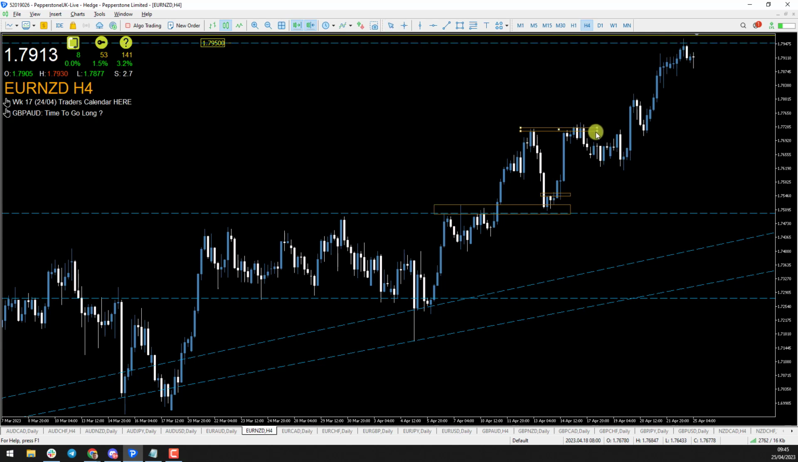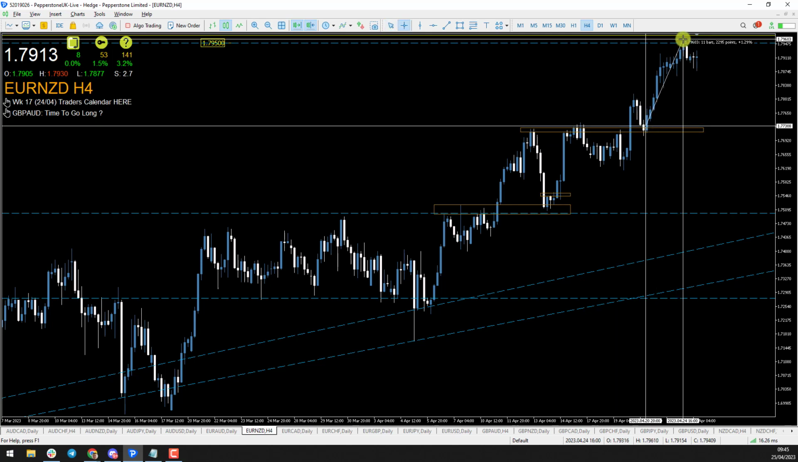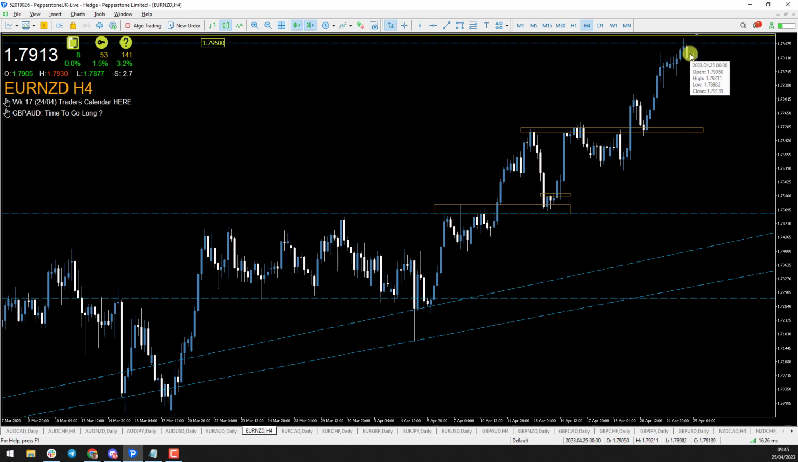So if you did get long around this point, you would have had a really successful trade, 420 pips to the upside. We then mentioned an area within here where you could look for the break and retest. If you took that position, 200 pips to the upside. So very successful period there for Euro Kiwi.